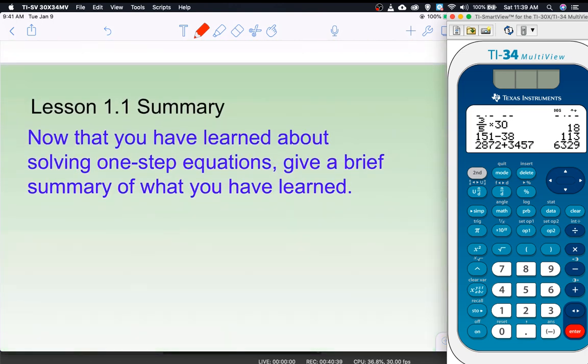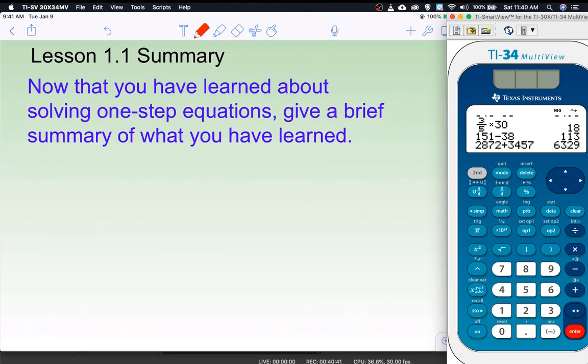All right, now for the summary. It says, now that you've learned about solving one-step equations, give a brief summary about what you've learned. So just write a little sentence or write a little thing. It's good to reflect on your knowledge. So what did you learn in this lesson? Pause the video, and then I'll go through some together.